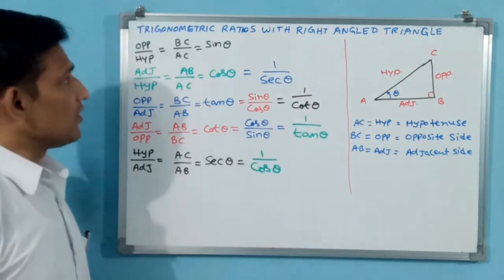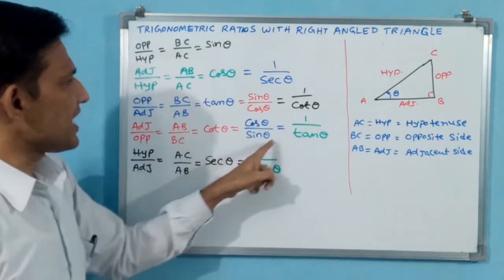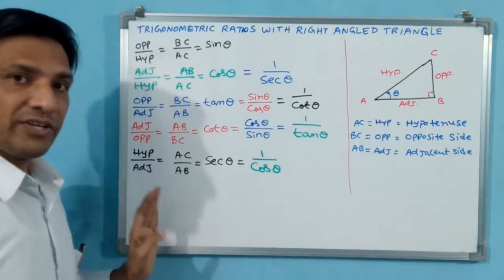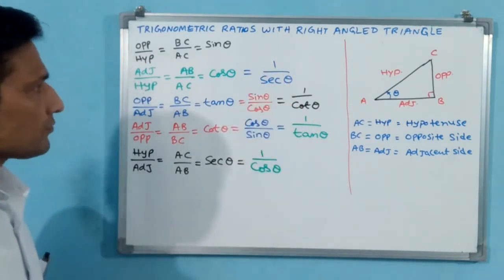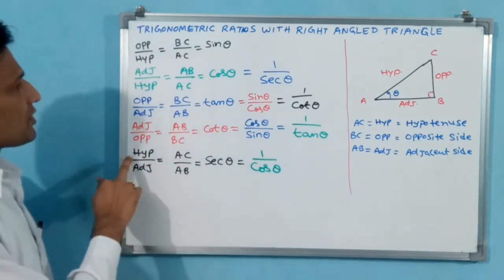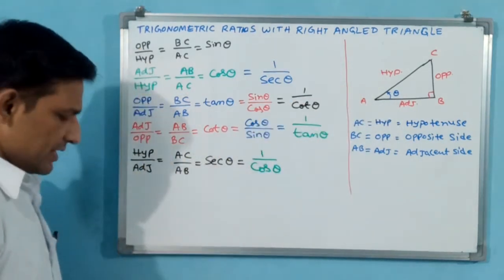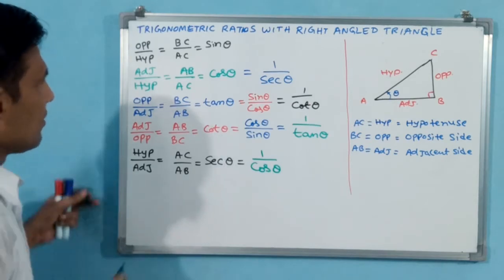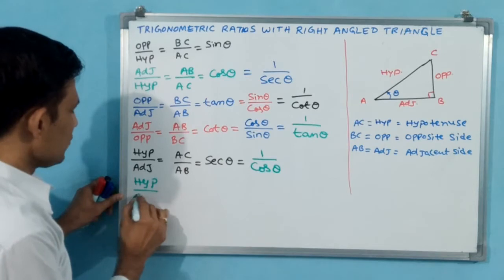Okay. Now 1, 2, 3, 4, 5, 6, 7, 8, 9, 10, 11. 11 ratios have come. Okay. Still 3 ratios are pending. Let us see those also. Last one, hypotenuse by opposite side is also pending. Hypotenuse by opposite side. That also let us write. Let us write hypotenuse by opposite side.